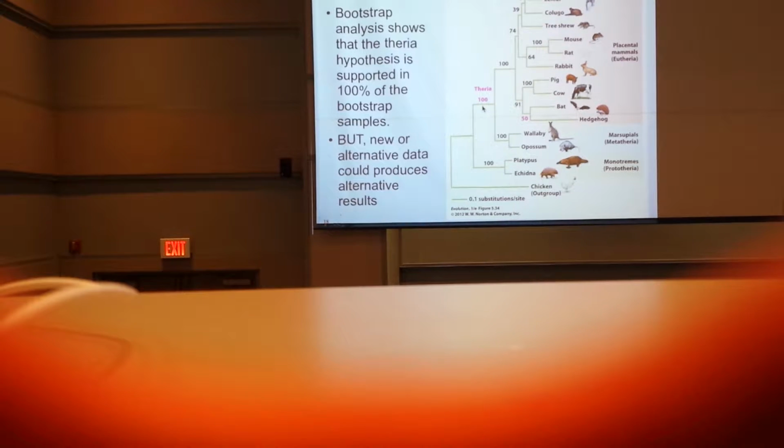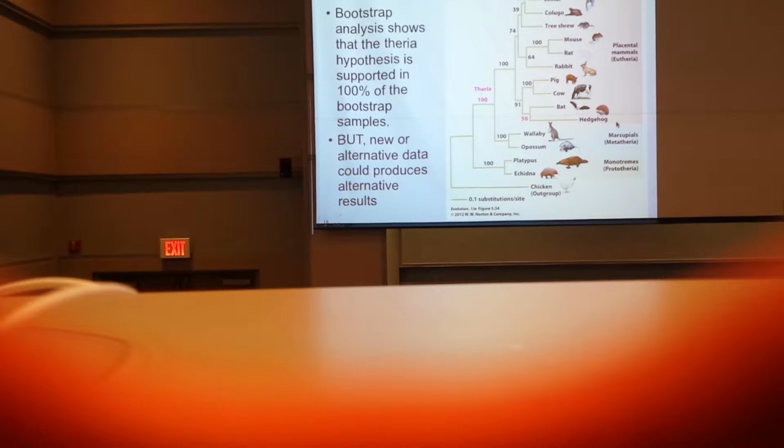The numbers tell us in those bootstrap samples how often the individuals in this clade were in the clade, right? So 100% of the time, for all of these samples, these things were all together, right? In contrast, for all of those resamples, the bat and the hedgehog only wound up as sister taxa 50% of the time.